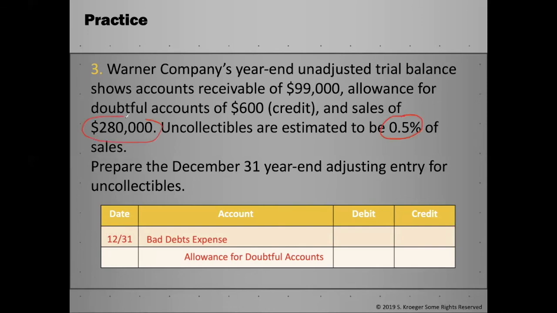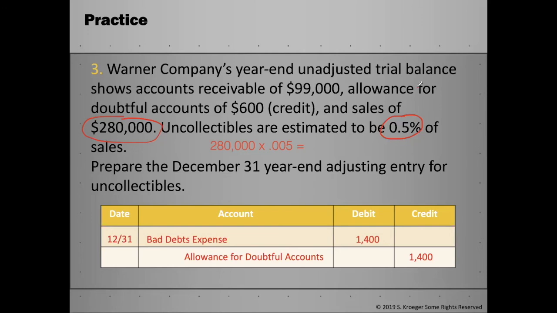Sales is $280,000, and we think that 0.5% will be uncollectible. We would multiply the 280,000 times 0.5% or 0.005. This will equal 1,400. Make sure you do the math as well so that you are able to do the percent correctly. This would be the journal entry at the end of the year. This is us estimating the bad debt expense. In this example, no one has defaulted yet. We're just going to assume that $1,400 worth of our sales will be defaulted on.